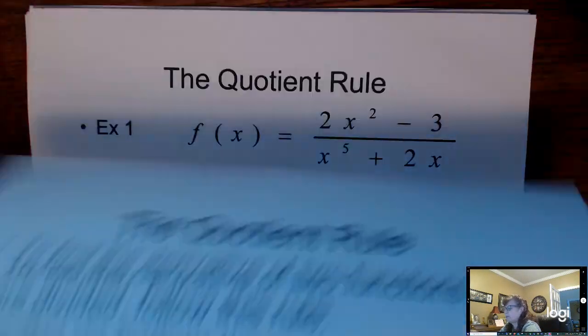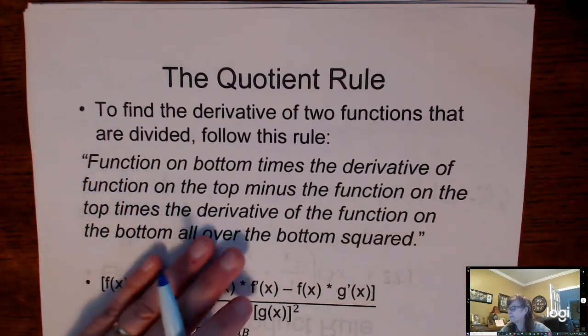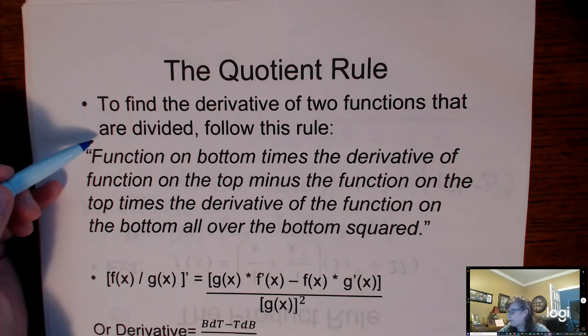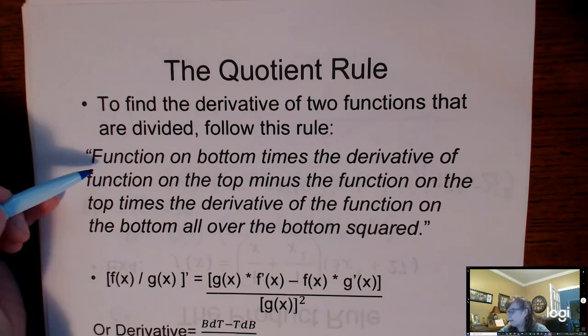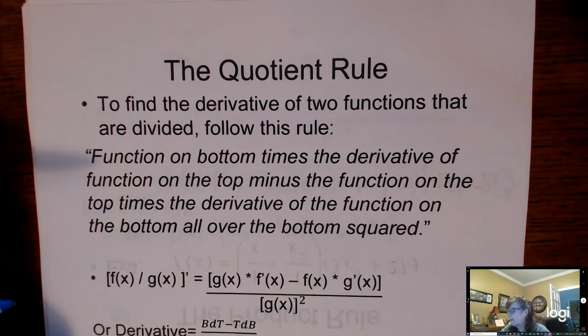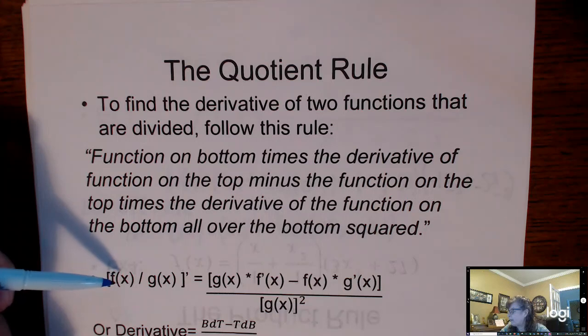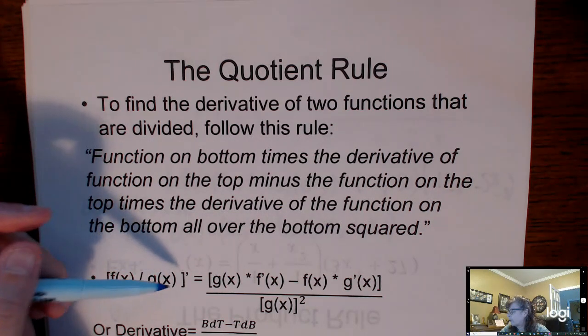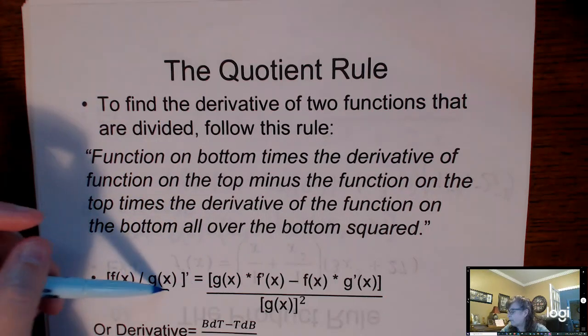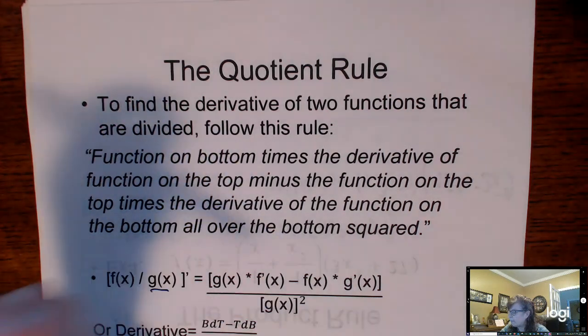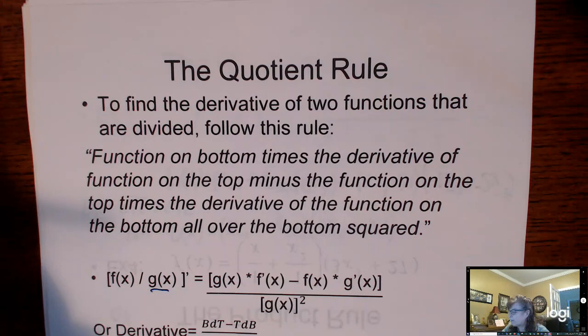Now, let's look at the quotient rule. The quotient rule says to find the derivative of two functions that are divided, you follow this rule. Okay, the function on the bottom times the derivative of the function on the top minus the function on the top times the derivative of the function on the bottom, all over the bottom squared. So if you write it in function notation, if you have an expression divided by another expression and you want to take that derivative, you write down the bottom one, g of x, times the derivative of the top one, minus the top one, times the derivative of the bottom one, over the bottom one squared.